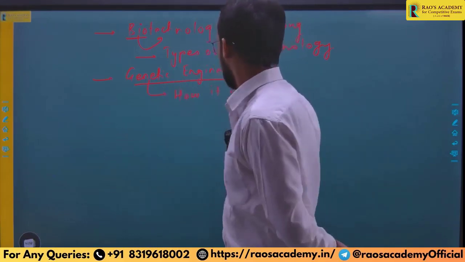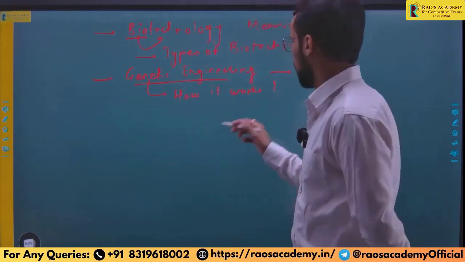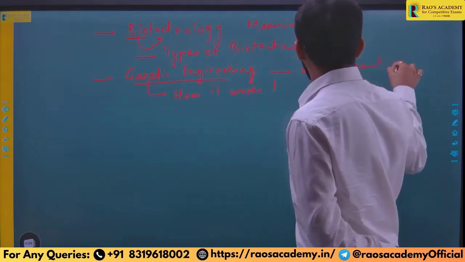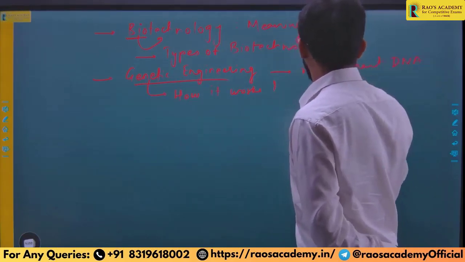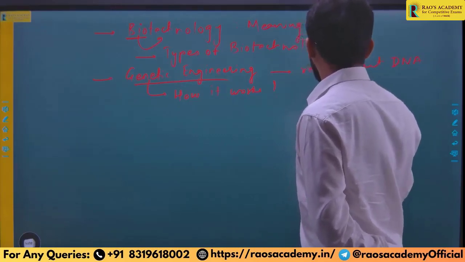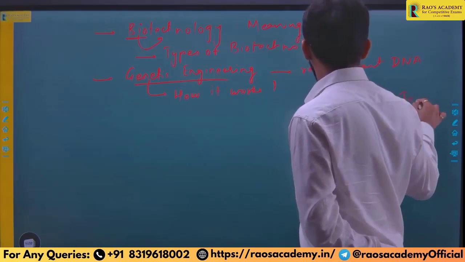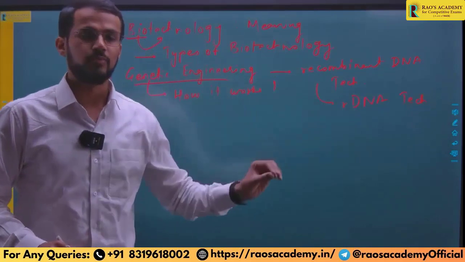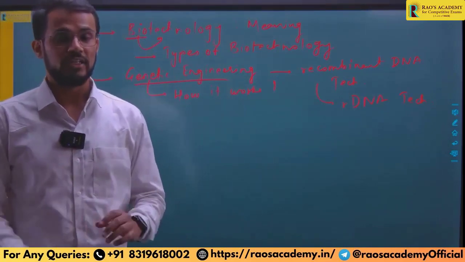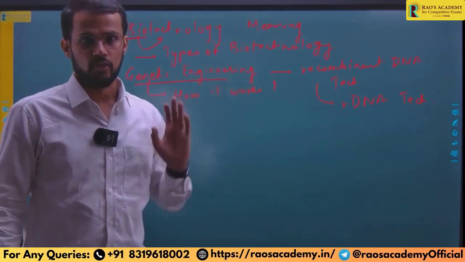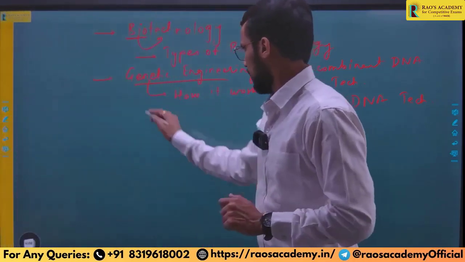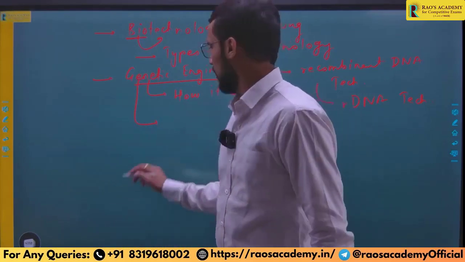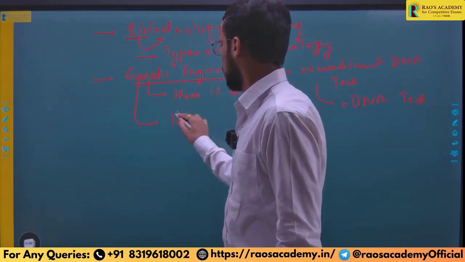Right? This genetic engineering is carried out with a technology called recombinant DNA technology, that is rDNA technology. So that is the most important part of this particular chapter, genetic engineering and rDNA technology. Okay? Then, in order to carry out gene editing or genetic engineering, there are certain tools that are used.